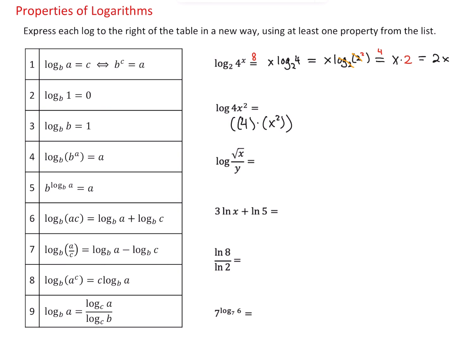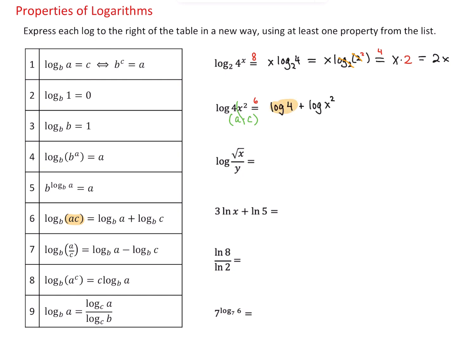Property 8 can only be used when this power c is a power on the entire argument. And currently that's not the case. This power 2 is not a power on the 4 and the x both. So instead you want to think of this argument as an a times c situation where the a is 4 and the c is x squared. That leads me to wanting to use property 6. So property 6 will be used, and we're going to write this as log, and notice there's no base written, so this is log base 10. I don't need to write the base of the first factor, 4, plus that same log base 10 of the second factor, x squared.